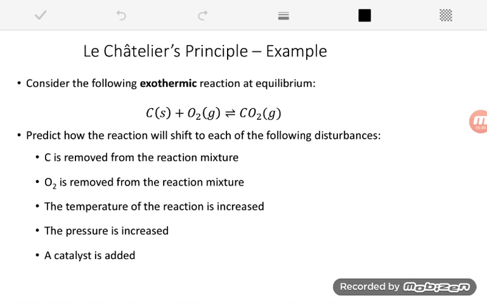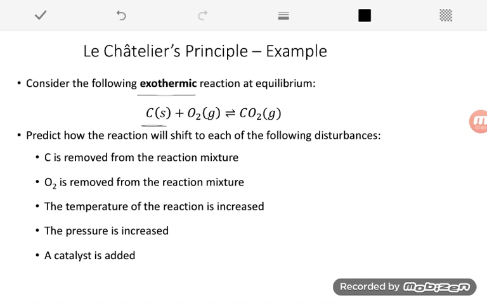They usually give us a chemical equation like this, and they often give us a context clue about endo or exothermic. And they simply ask us to predict how the reaction will shift to each of the following disturbances. So let's go through this and use our rules above.